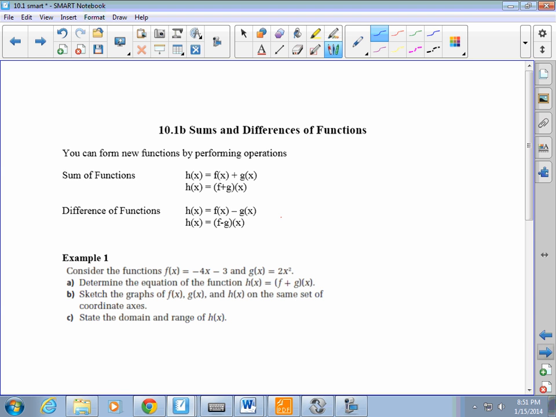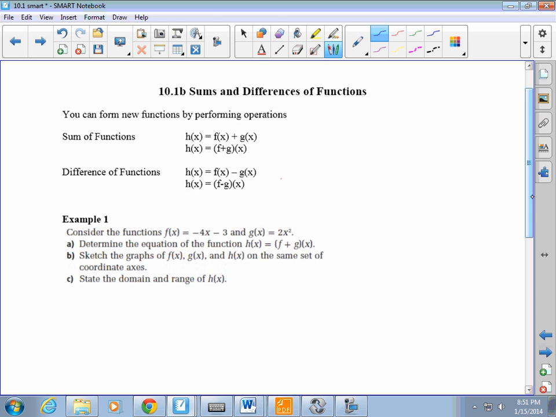Okay. So now we worked a little bit on functions. Now we're going to use some properties with these functions. We're going to find the sum and difference of functions. So it says you can form new functions by performing operations. For the sum function, you can have a new function h of x equal to f of x plus g of x, or another way you could write that is f plus g of x. So we're finding the functions when we add them. For the difference function, if you have one function minus another, then you just subtract the functions. So what does that mean in math?